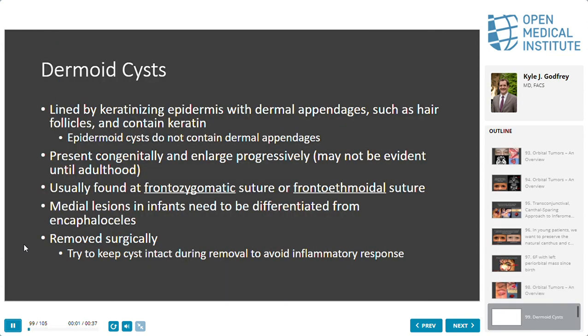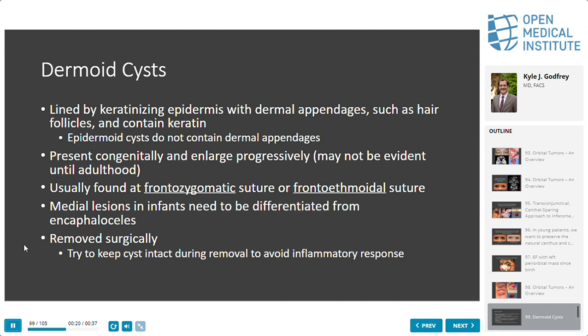I think that's it. These tend again to present at the front of the zygomatic. They can present at the frontoethmoidal suture line. So we talked in the beginning about things below the medial canthal tendon being lacrimal sac, and things above the medial canthal tendon being a little bit more concerning, but these lesions can occur right at that frontoethmoidal suture line and tend obviously to be benign lesions.